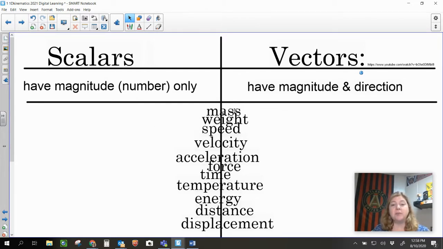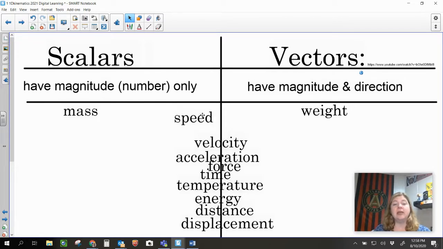Mass tells you how much matter is in an object, and it doesn't have a direction associated, so it would be a scalar. Weight, on the other hand, weight is always acting downward. It is affected by your mass, but mass and weight are two different things. Weight is a vector. You have to have gravity to have weight, and gravity always pulls you down or towards the center of the mass.